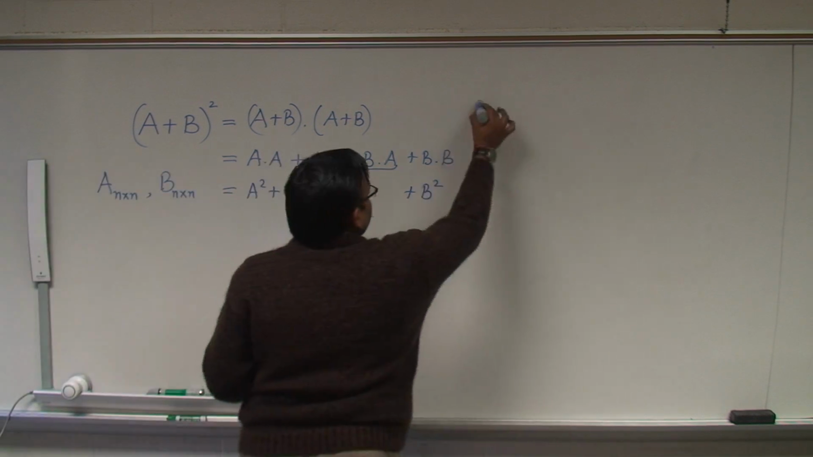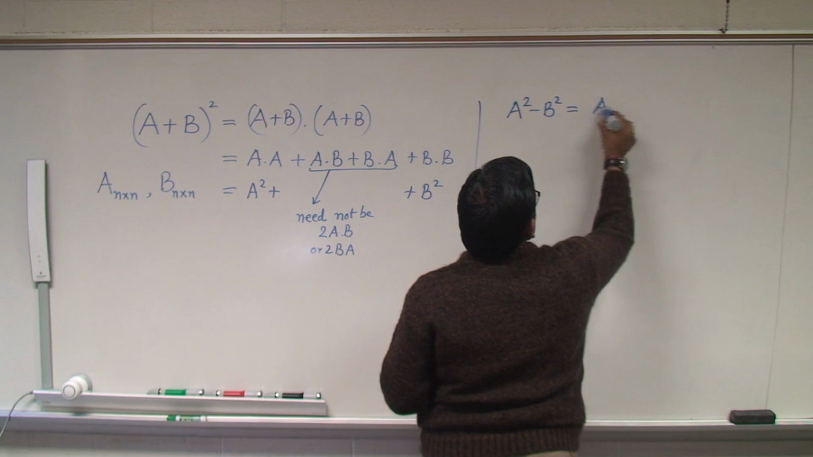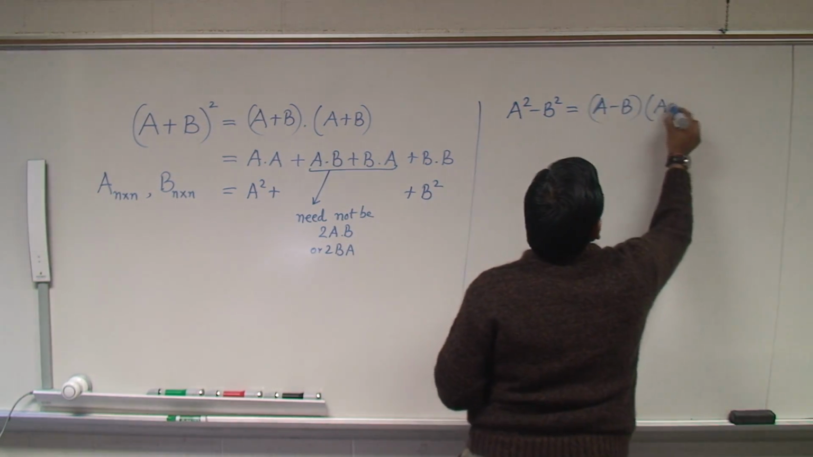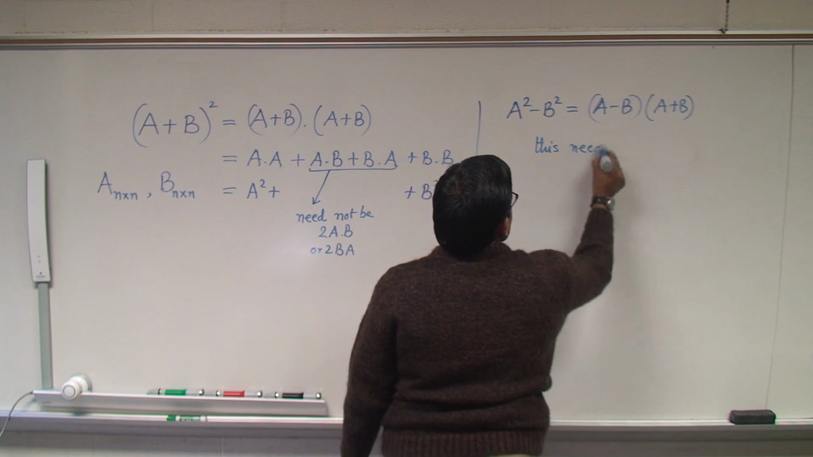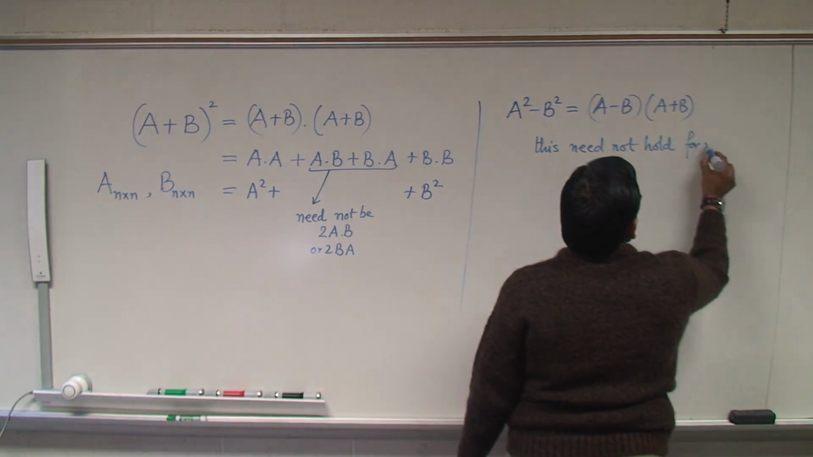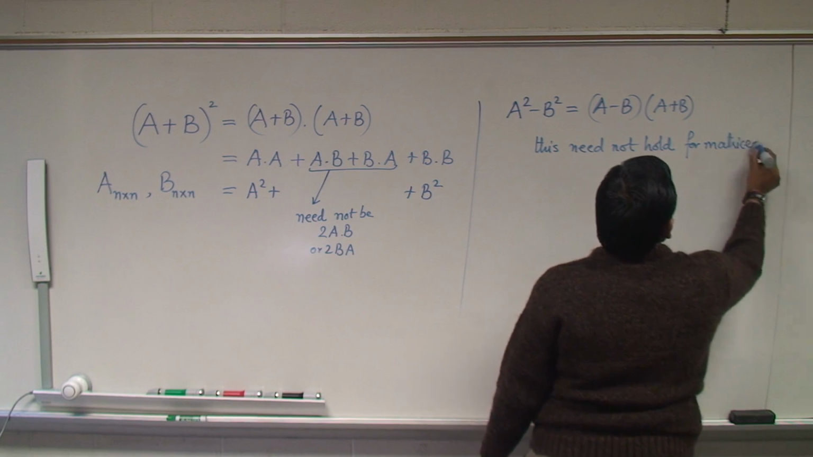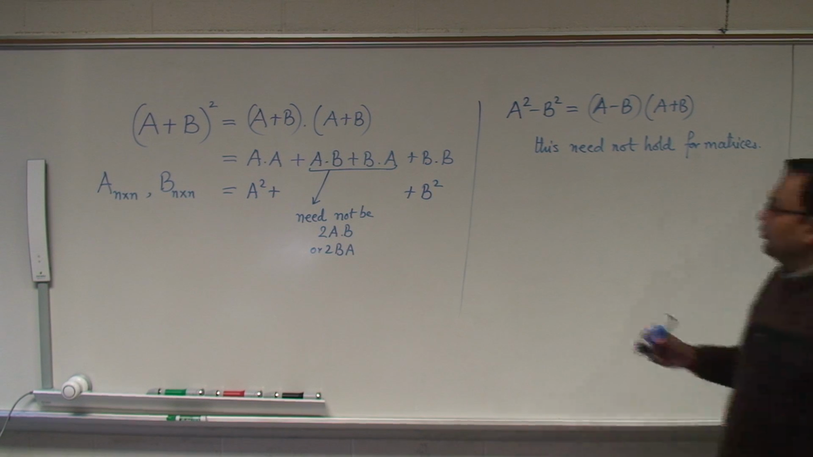Likewise, we have seen that we have a habit of writing things like this: (a - b) times (a + b). These kind of things need not hold for matrices. So we have to be careful about these kind of identities. We will be tempted to use them many times, but we have to make sure whether they will hold true or not.